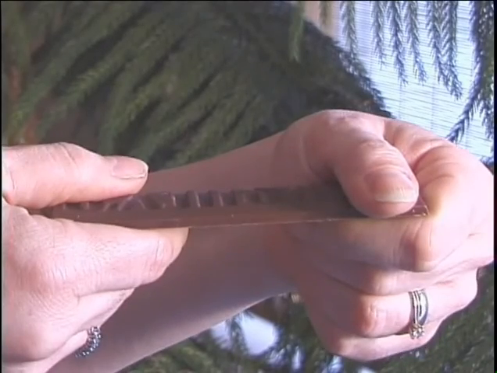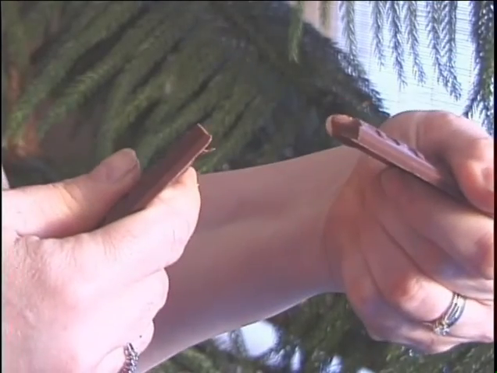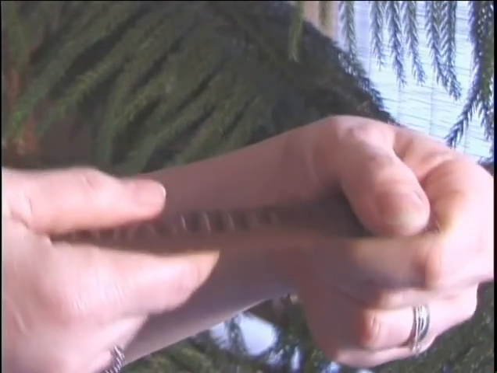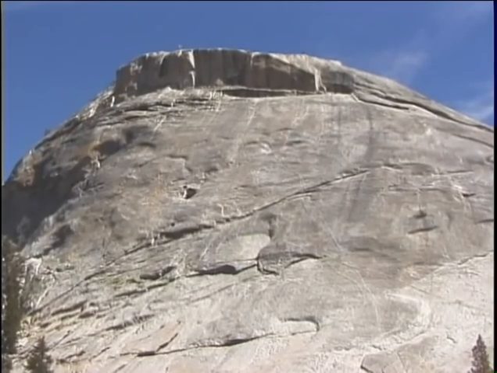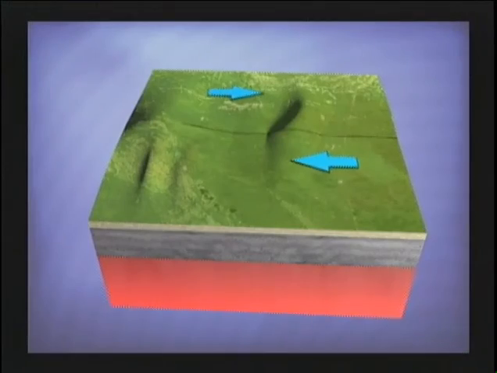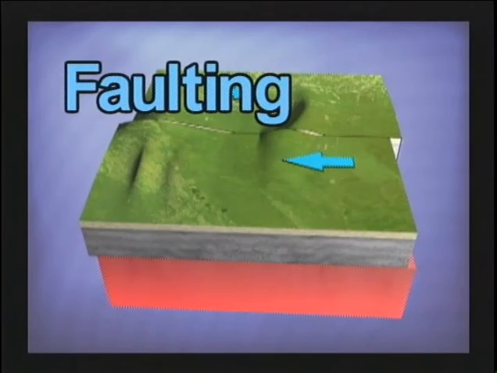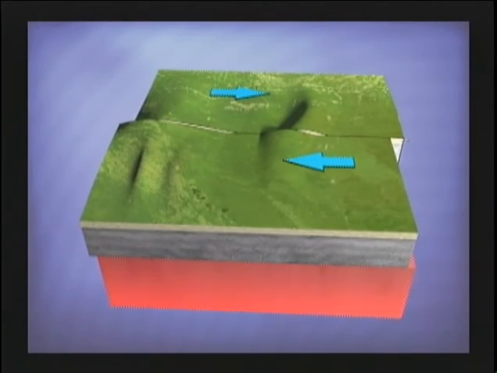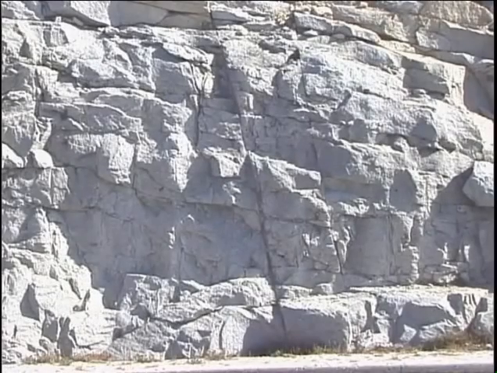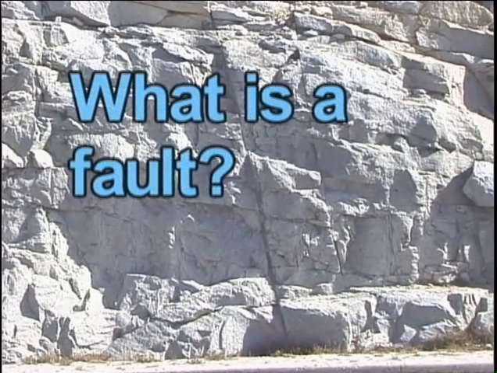When stress is applied to this frozen candy bar, it breaks instead of bends. This can also occur with layers of rock. Faulting is the process by which rock layers break when placed under stress. You decide. What is a fault?